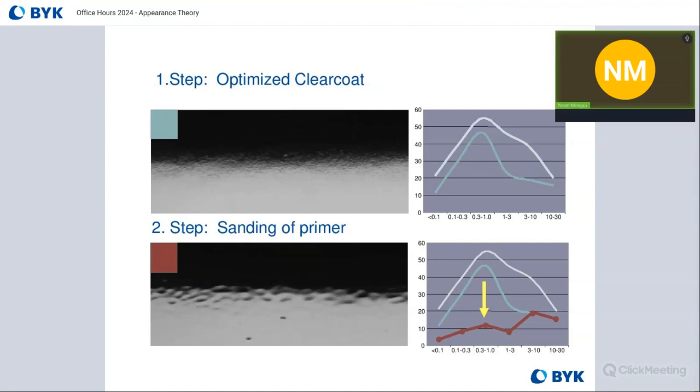So what we could do now is sand the primer. We need to remember that all parts of the process contribute to the end appearance. So this includes everything from the substrate to the clear coat. And then after sanding that primer, we now see that the short waves have drastically decreased and the long wave becomes more dominant. The orange peel effect becomes apparent again. So we see in that structure spectrum how that changes now with that red line. We see the short wave drastically decreases.